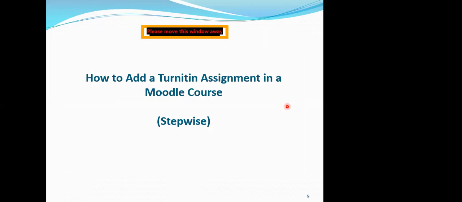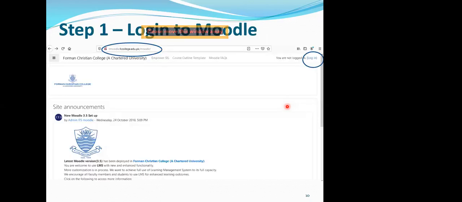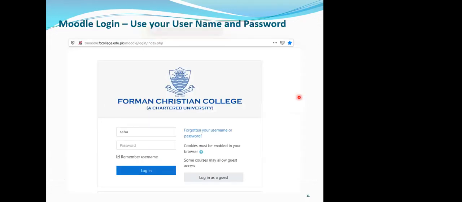Now, the second thing, just quickly: how to add a Turnitin assignment in a Moodle course. First of all, we have to log into Moodle. For that, we go to the Moodle login page. You have, of course, your ID and password.